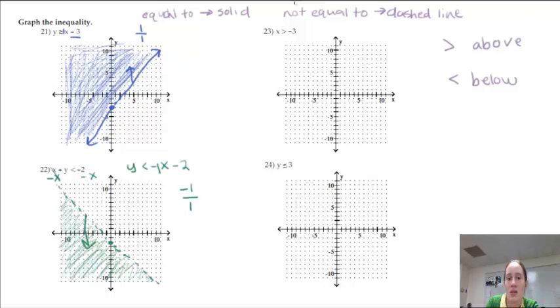23. X is greater than -3. So this is a completely different 23 and 24. We graph these almost completely different than the way we do if it's got y equals mx plus b. Because there's only one variable here, which means no matter what our y values are, x is all, if we graph x equals -3, x is always -3. So we go to -3 on the x-axis and we draw a vertical line. Now, it's not really x is equal to -3, it's actually x is greater than -3. So that's a dashed line.